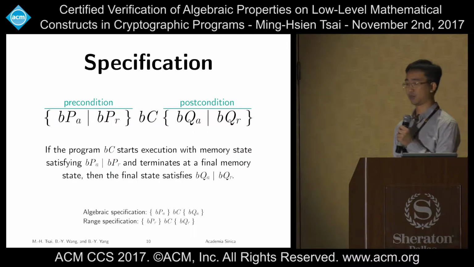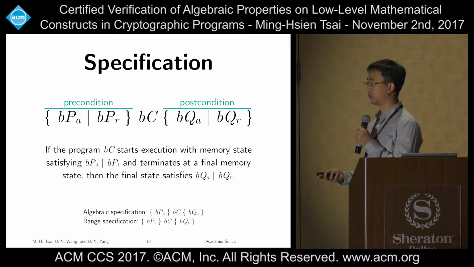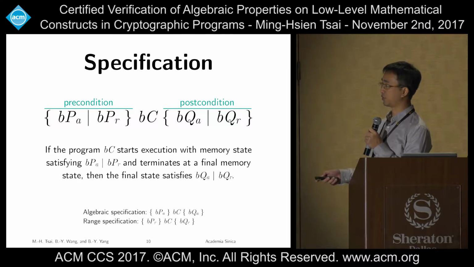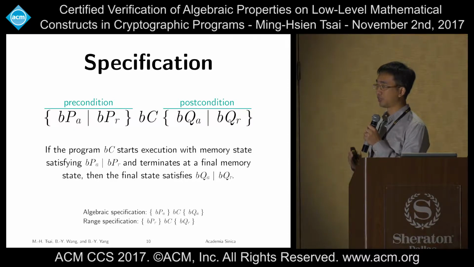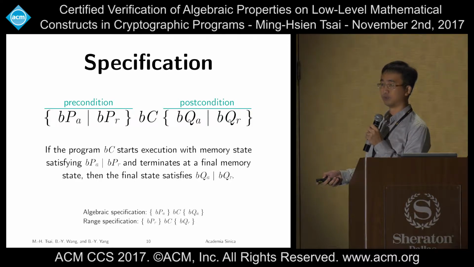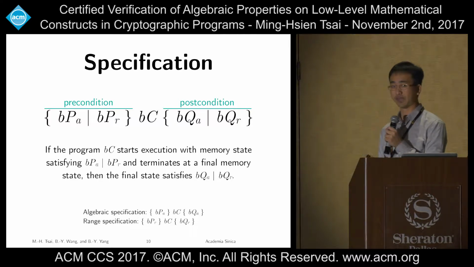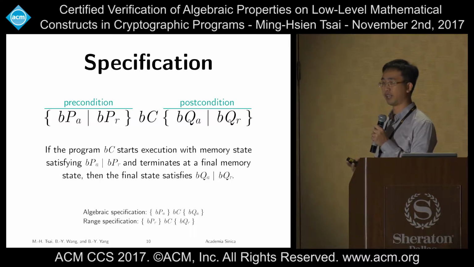With these predicates, we can write specifications about PV Cryptoline programs in this form. We have a precondition containing an algebraic predicate and a range predicate, a program, and a postcondition. This specification is valid if this statement is true: if the program starts with a memory state satisfying the precondition and terminates at some final state, then the final state will satisfy the postcondition.